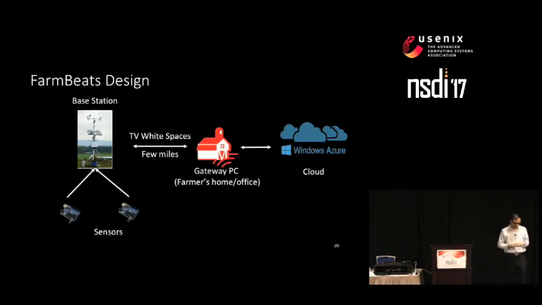Okay, so this completes the picture of the entire system. We have the sensors that are collecting data on the farm. They're sending it to the IoT base station, which talks over white spaces to this gateway PC that does most of the processing and provides local services to the farmer. And this PC also creates summaries that can be sent to the cloud for long-term analytics.